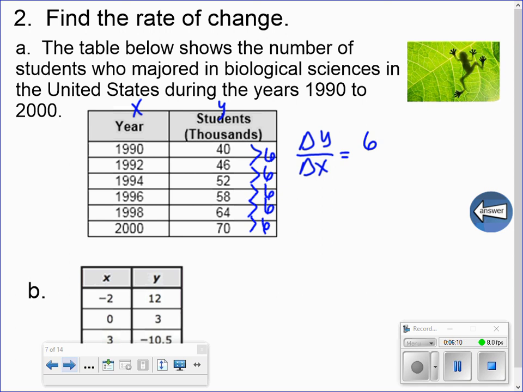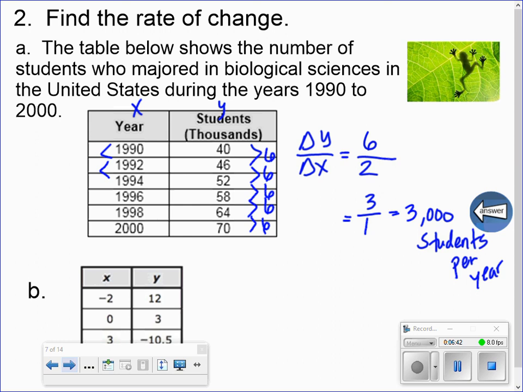And then my change in x's is every 2 years they're looking. So 6 over 2, or 3 if we simplify, and that's 3,000. So make sure you're reading the units that are there. 3,000 students per year. So there's an increase of 3,000 students per year who majored in biological sciences.